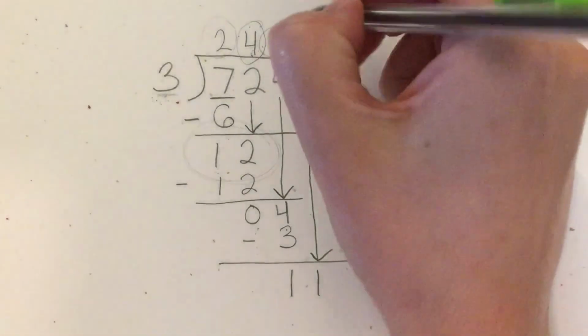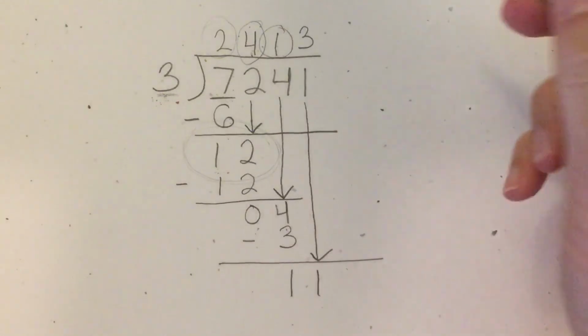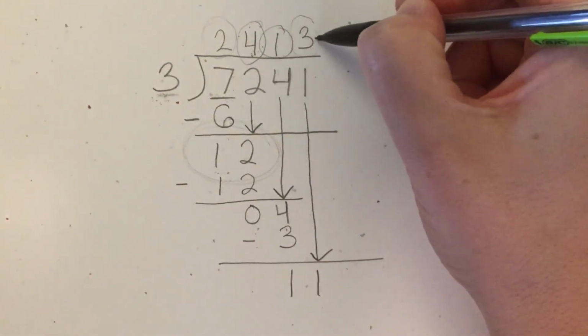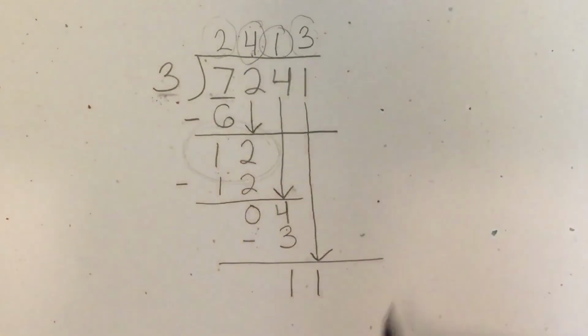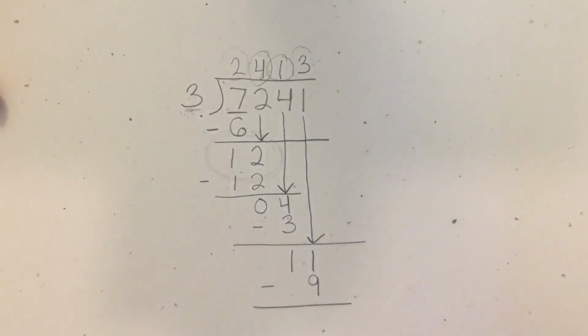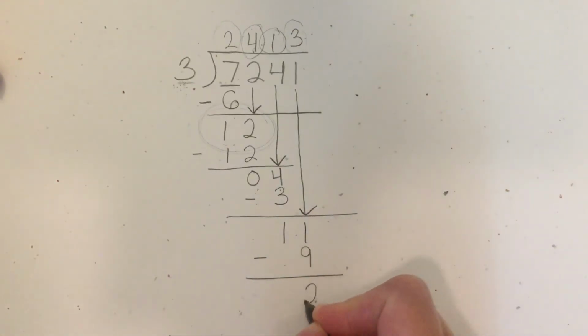Well, 3 times 3 is 9, so I'm going to put a 3 up here. And remember, mom multiply 3, the number we just wrote down, times 3, our divisor, equals 9. Sister subtract, 11 minus 9. To zoom out, my long division is getting very long. 11 minus 9 equals 2.